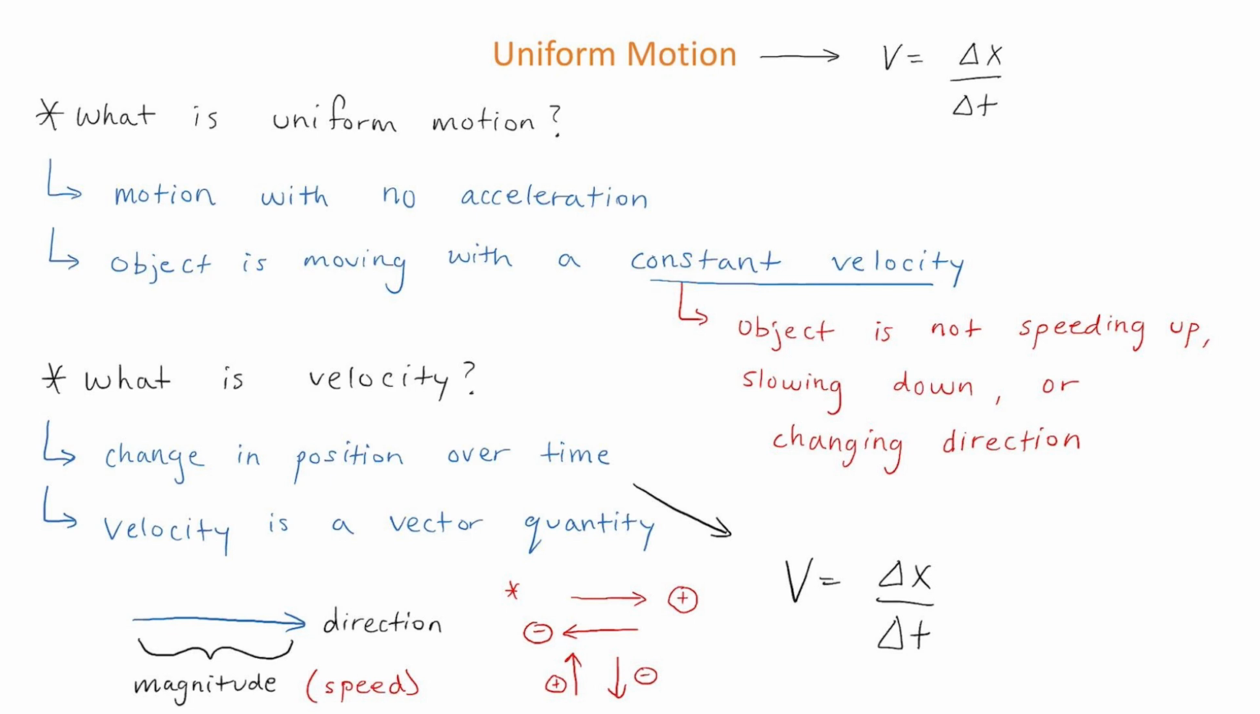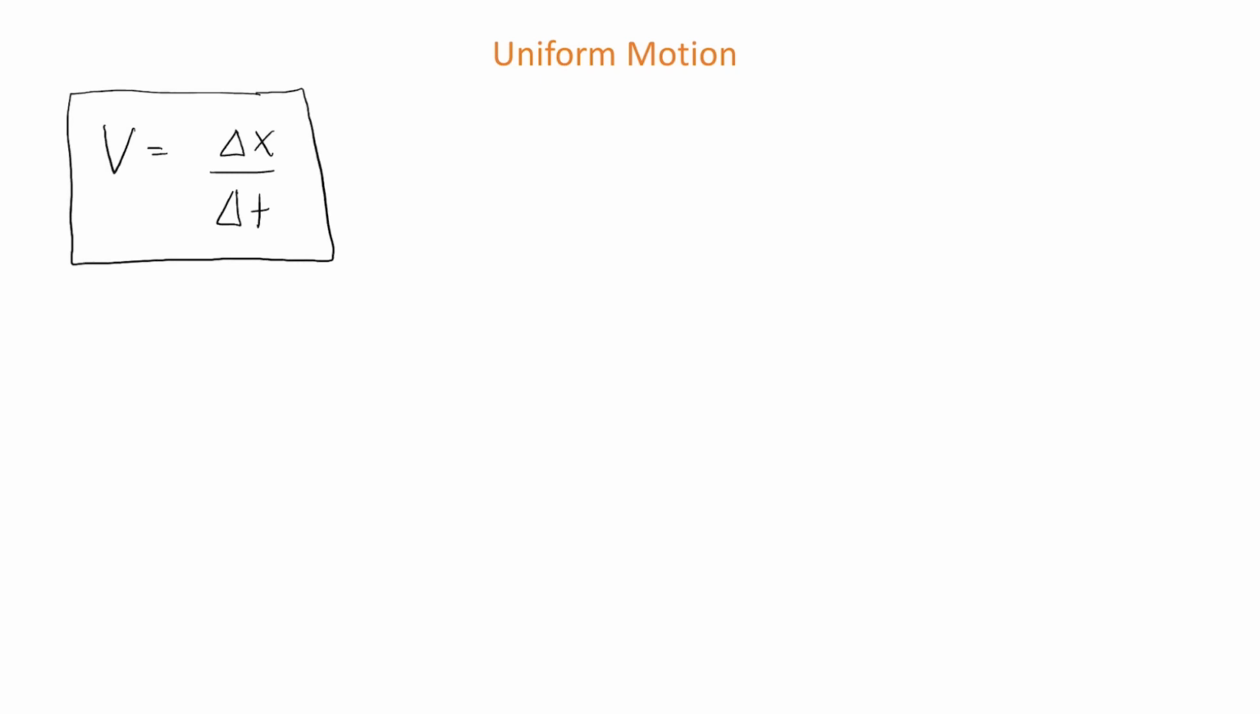And so now that we understand uniform motion and what velocity is, let's take a look at the equations you'll need to answer uniform motion questions. What's great about uniform motion is that you only need one equation, which is your velocity equation. This says v is equal to delta x divided by delta t. v is the velocity of the object. Delta x is the object's change in position, and delta t is the time it took for the object to change position.